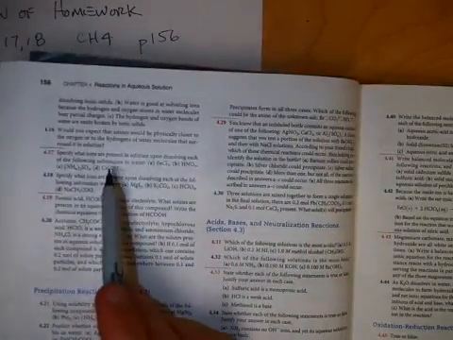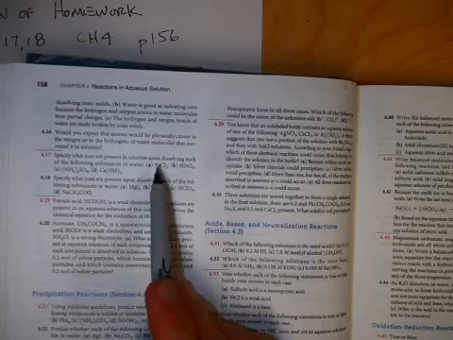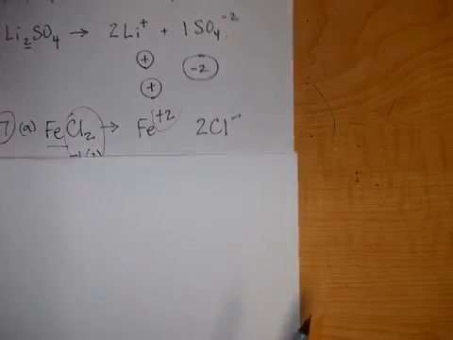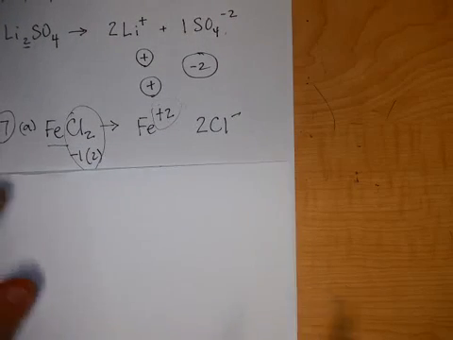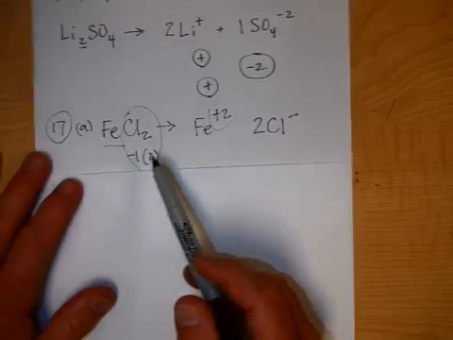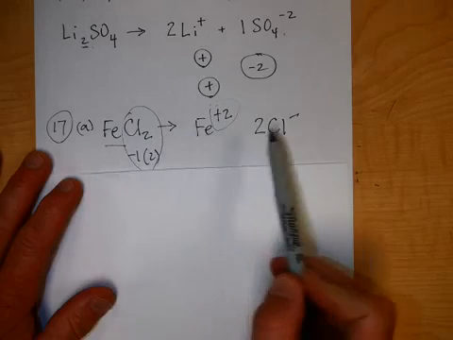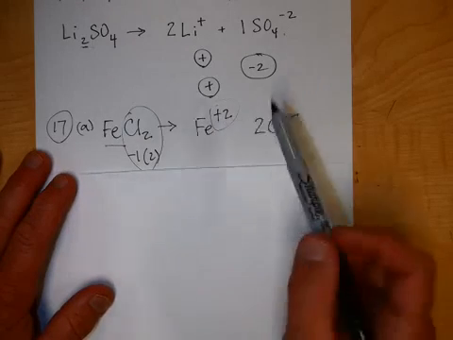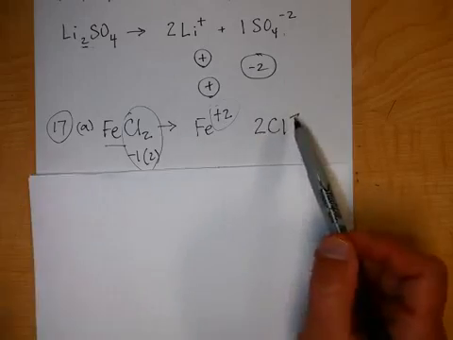Number 17 asks you to specify which ions are present in solution upon dissolving, and I'll go through each individually. First of all, letter A is iron 2 chloride, and therefore the iron will dissociate from the chlorine, giving you an iron +2 cation and 2 chloride ions.